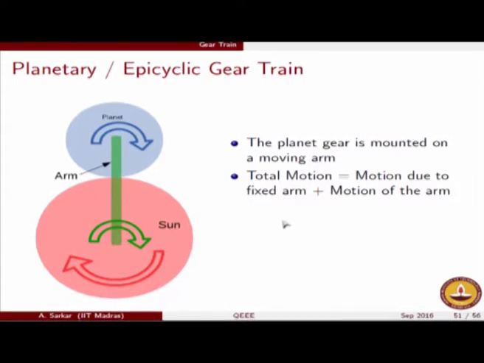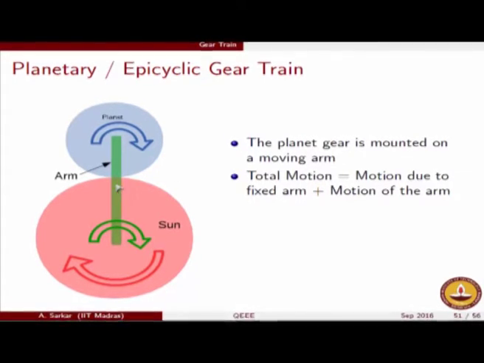So therefore, for the total motion, we will now recall the essential principles of relative velocity. The total motion of the object would be the motion due to fixed arm plus motion due to arm. So let us consider this planet.